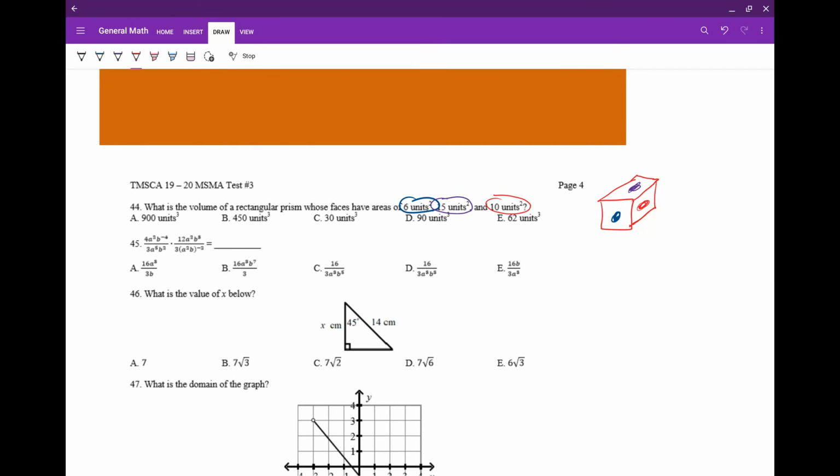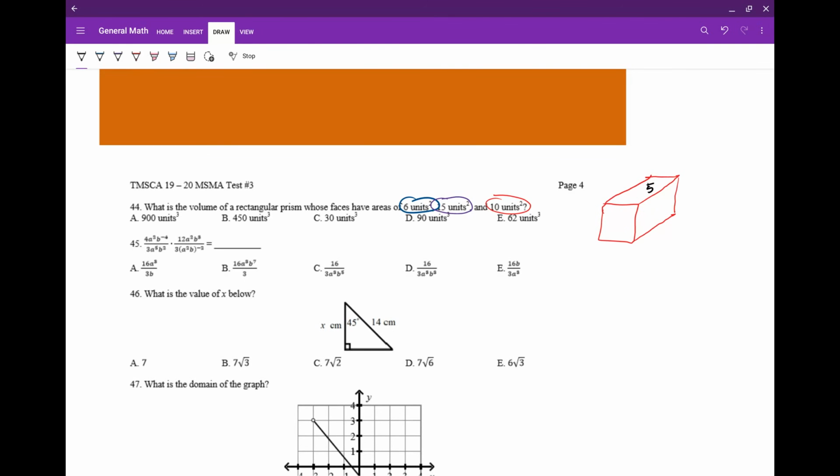So what does this show? If you want to find out a side length, it's beneficial to find the greatest common factor between any two sides. So between the purple side, which is 15 units squared, and the red side, which is 10 units squared, what's the greatest common factor? It's going to be 5.